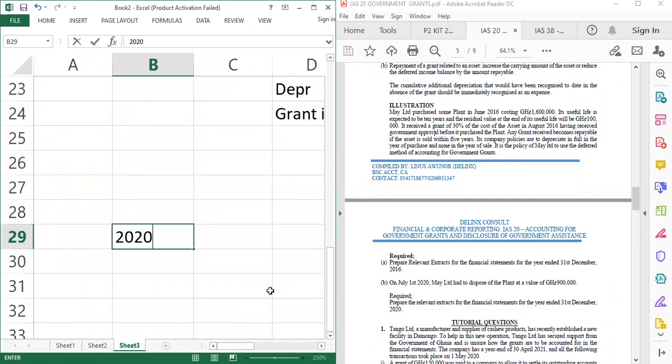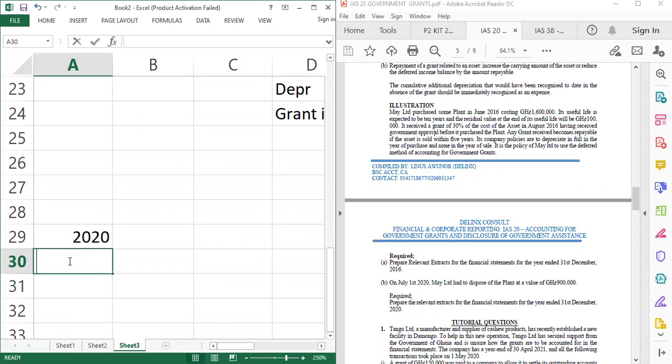So what will be our carrying value now at the beginning of 2020? At the start of 2020, what will be the carrying value of the assets?